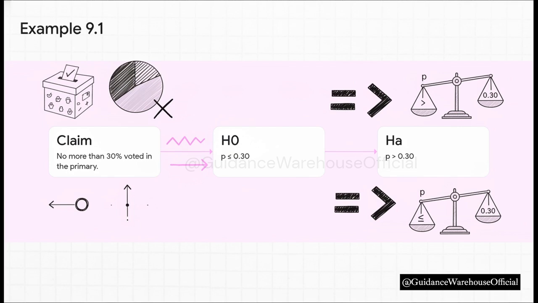Because we are talking about a proportion or a percentage of people, we use the letter P. And because it has that equal to component, boom, it automatically becomes our null hypothesis. So step 2, H sub 0 is P is less than or equal to 0.30. Step 3, the alternative has to be the exact mathematical opposite. So H sub A becomes P is strictly greater than 0.30.